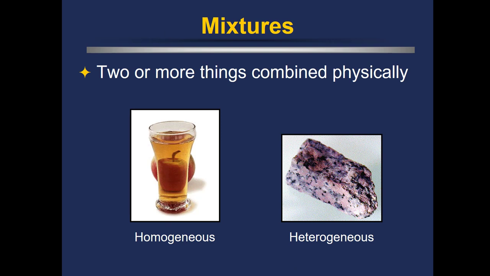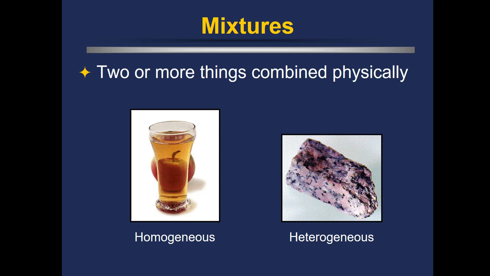All right, let's now turn to mixtures. So mixtures are two or more things that are combined physically, and mixtures can be solids, liquids, or gases. So here I have two mixtures. The first one is a liquid, and the second one is a solid.